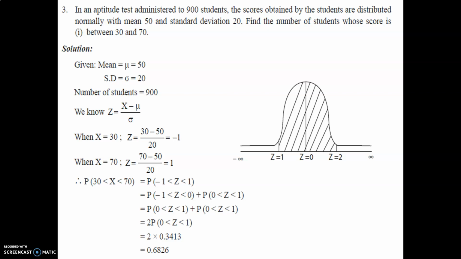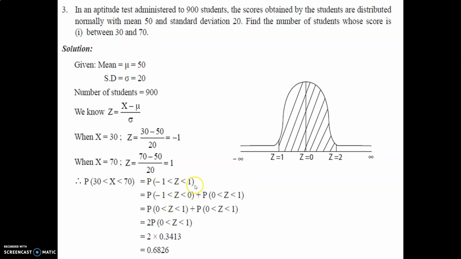First we find x equal to 30 and x equal to 70, and a separate z score for each. Z is equal to 30 minus 50 upon 20, which is minus 1. And for x equal to 70, z is equal to 70 minus 50 upon 20, which is 1. We highlight that it is exactly minus 1 and 1. So minus 1 lies in this quadrant and 1 lies in this quadrant. So P(30 less than x less than 70) is P(minus 1 less than z less than 1).